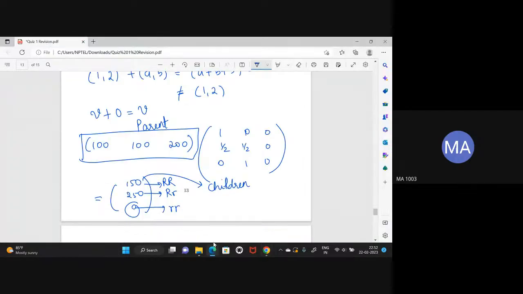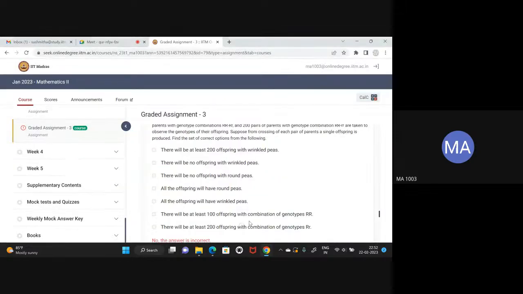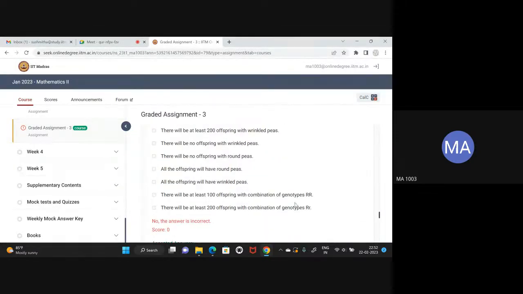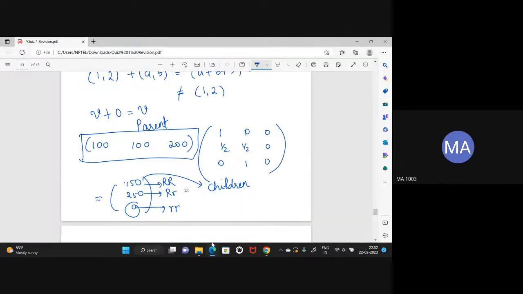So what do you have? You have no offspring with RR, that is wrinkled pea. Every offspring has a round pea because both these combinations give me round. And there is at least 100 with RR and there is at least 200 with RR. In fact, we know what exactly the number is.